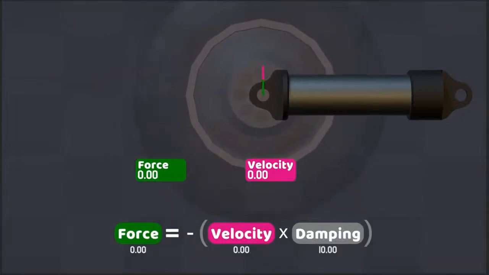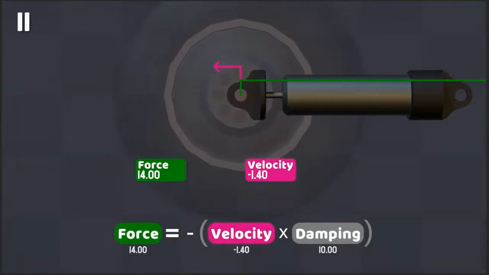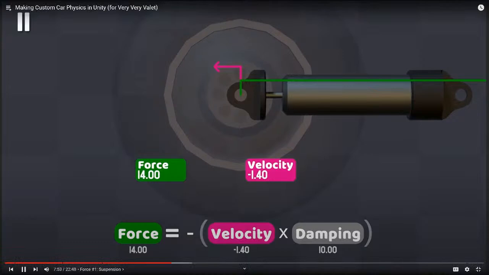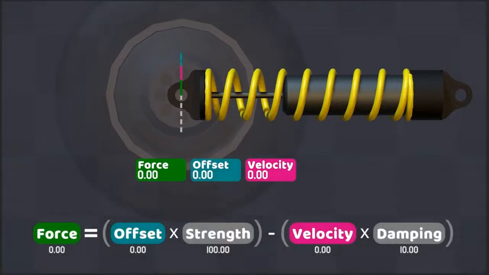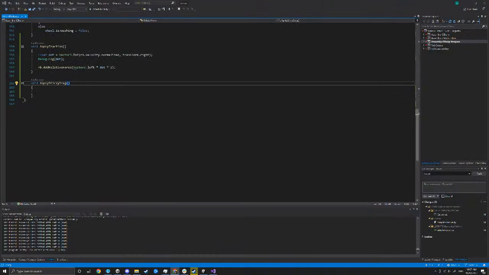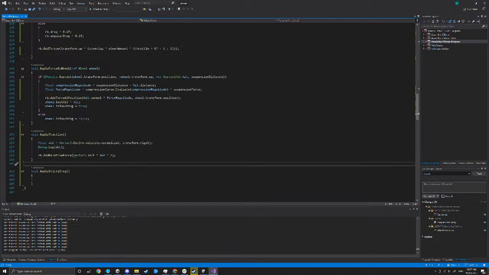And this is happening with a force that's in the opposite direction of the velocity. So the velocity is headed to the left, and the force is headed the other way. So then when we want to calculate a better spring, we combine these two elements. So now our force is equal to the offset times the strength. All right. I understand damping now.